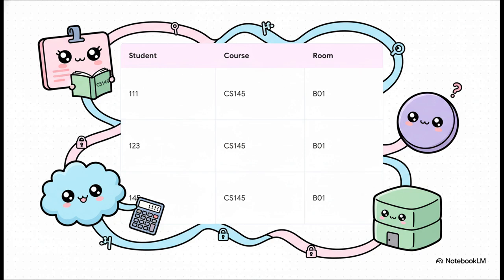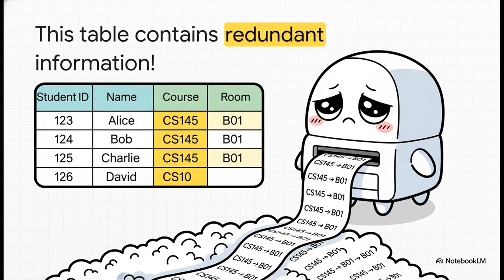Seems pretty straightforward, doesn't it? Do you see anything wrong here? Anything at all? Aha, here's the problem. The fact that course CS 145 is held in room B01 is repeated. It's repeated for every single student enrolled in it. So if 1,000 students take this class, that exact same piece of information, CS 145 is in B01, is stored 1,000 times. That, right there, that's our hidden glitch.